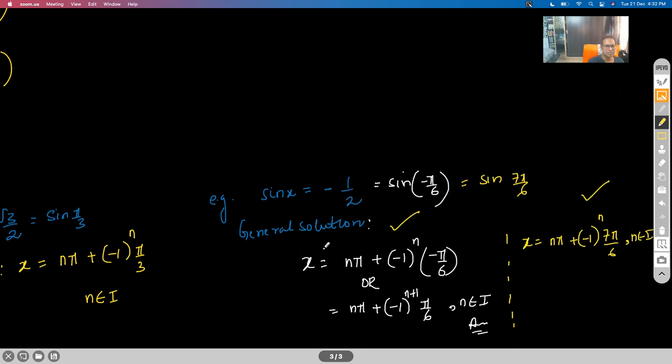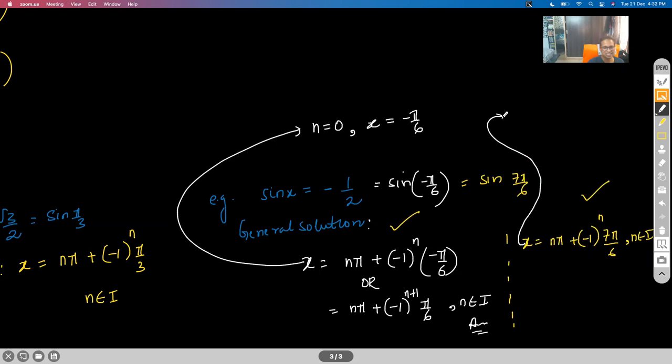See, I'll give you an idea. If you put n as 0 here, let's say in this you put n as 0, what do you get the value of x as? Minus pi by 6. Correct? Here, if you put n as 1, what do you get the value of x as? Check. Pi minus 7 pi by 6. What is that? Minus pi by 6. Correct. So ultimately the solution came out to be the same, but for the white one, you put n as 0. For the yellow one, you have to put n as 1.